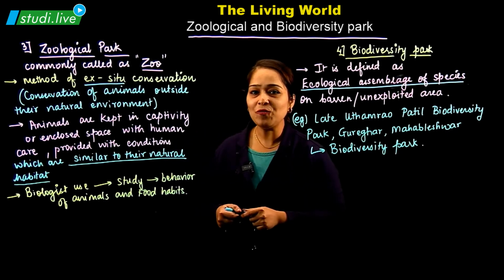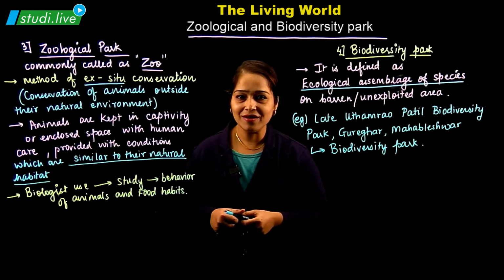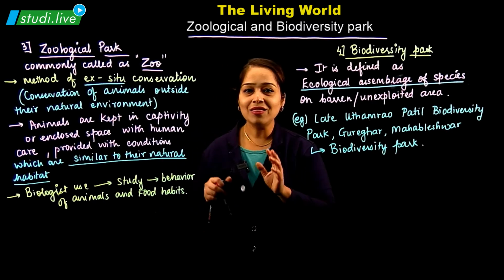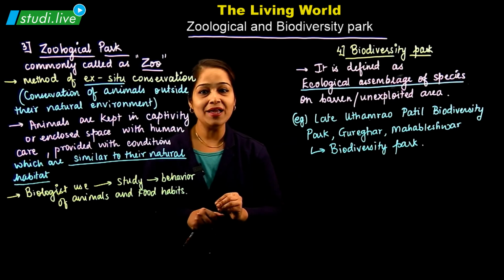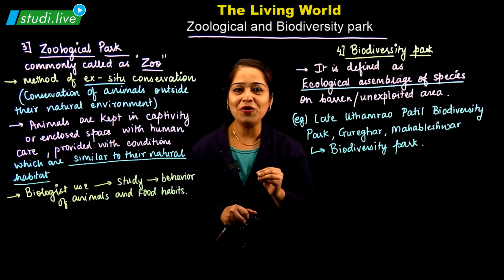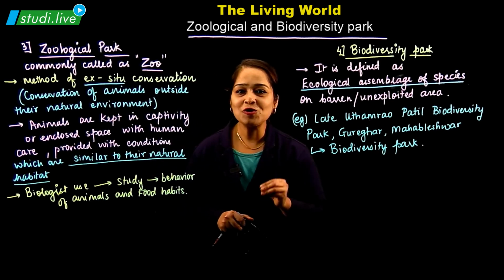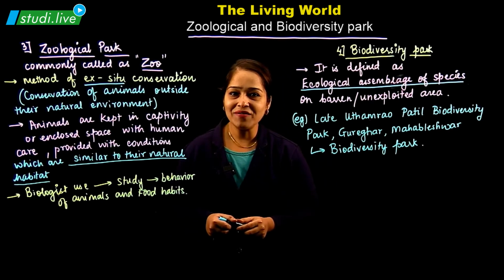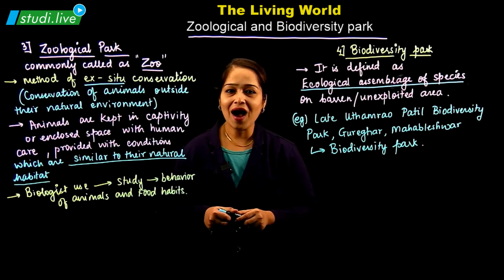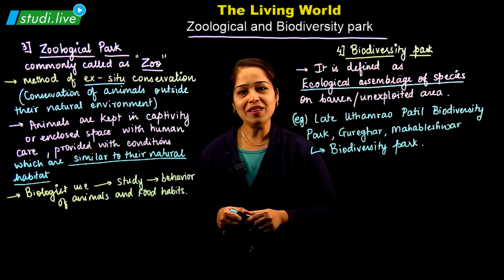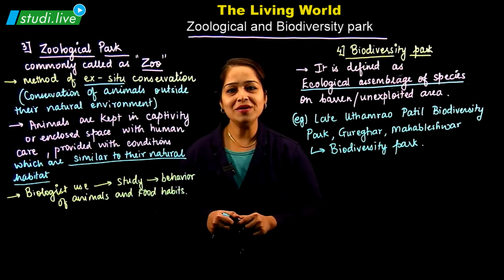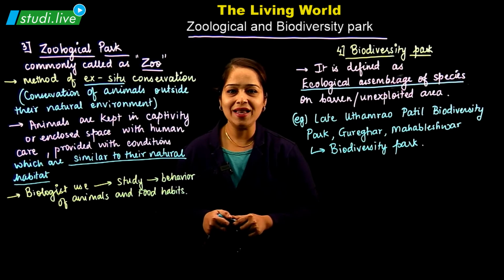So these were the 4 taxonomical methods which are used to study biological diversity. Not only study biodiversity, with these 4 different methods, we can also protect and preserve our very important biodiversity which is required for our planet Earth. With this, we complete our topic on zoological and biodiversity park, which was the last method of the taxonomical aids.